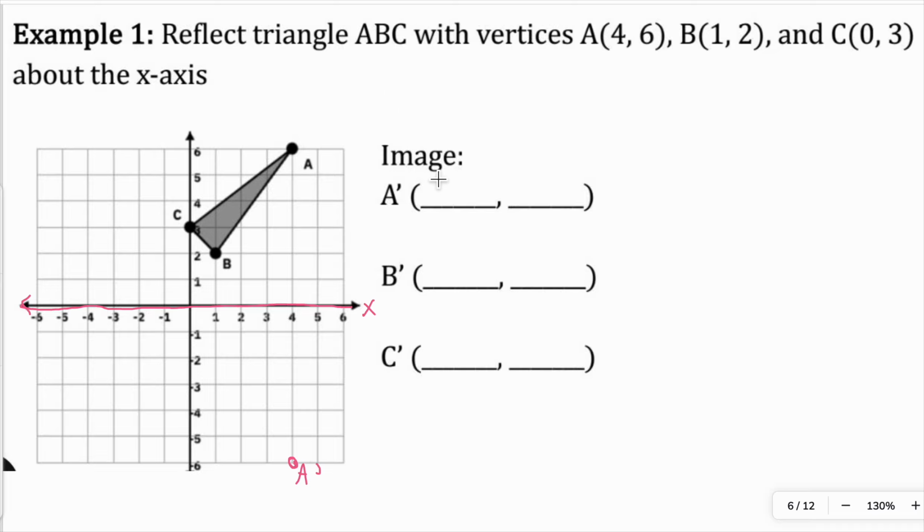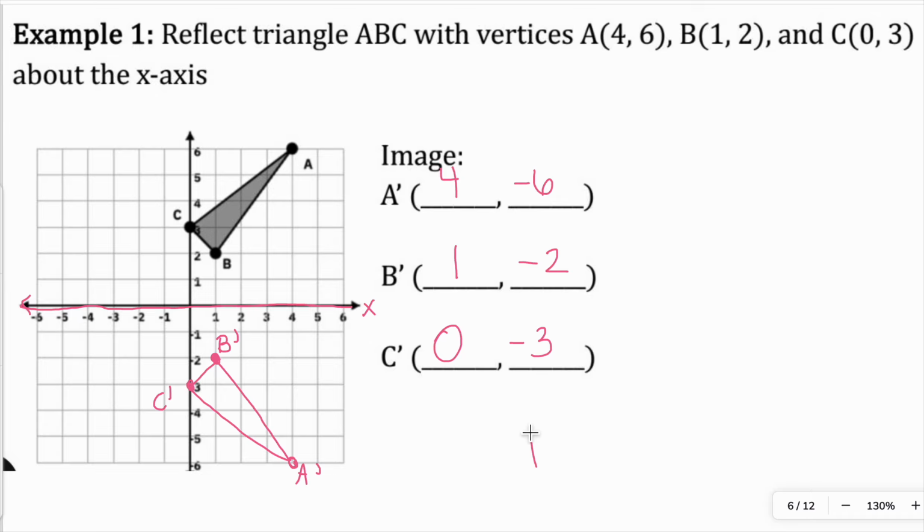That image is going to be at (4, -6). So B is 2 steps away from my line of reflection. So I'm going to be 2 steps on the other side. Label that B prime. That is now (1, -2). And then C prime, if I'm 3 steps away from the x-axis, I will be 3 steps away on the other side. So C prime is now at (0, -3). And then we're going to connect our dots here, our points, and now we have our reflected image.